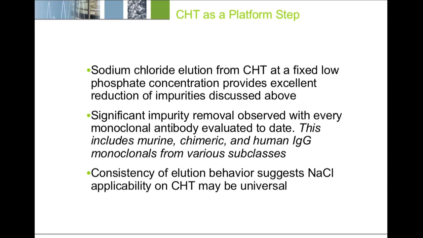As a platform step then, sodium chloride elution from CHT at fixed low phosphate concentrations provides excellent reduction of the impurities I've already discussed. We have observed significant impurity removal with every monoclonal antibody evaluated to date, including murine, chimeric, and human IgG monoclonals from a variety of subclasses. The consistency of elution behavior with sodium chloride suggests that this step may be universal.